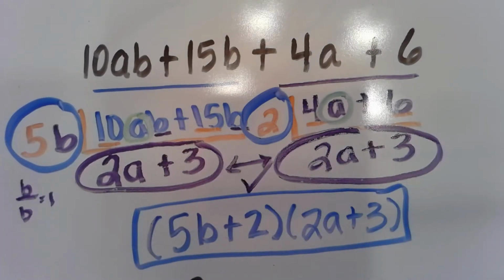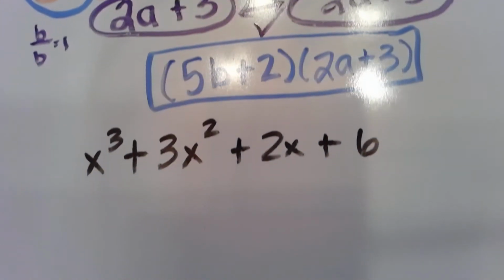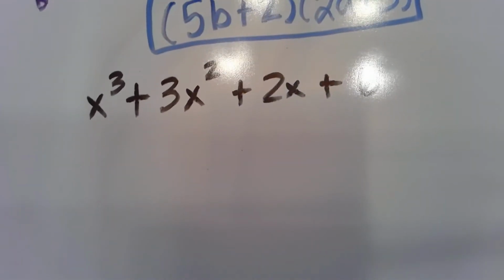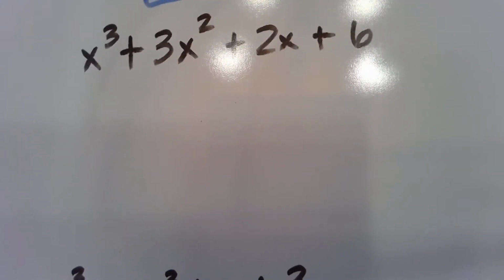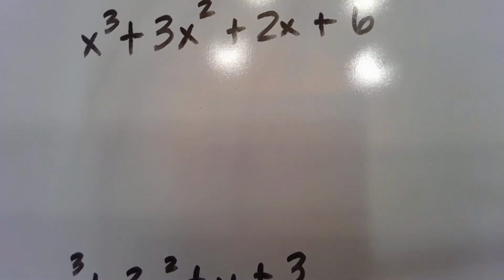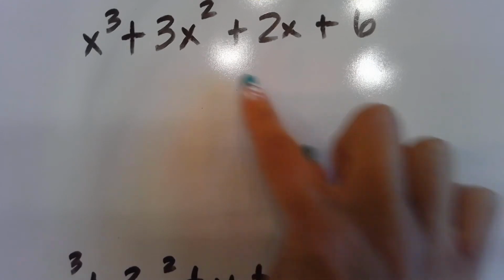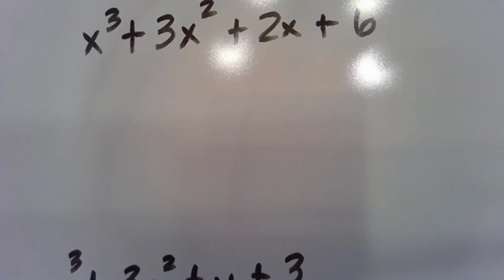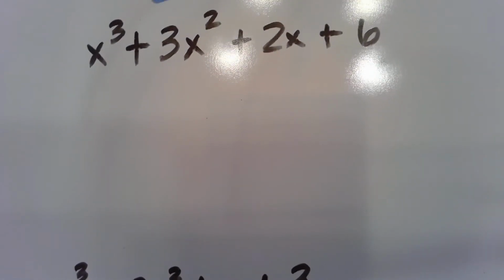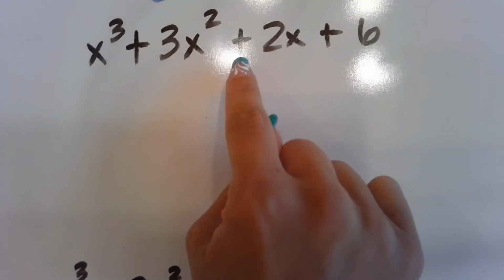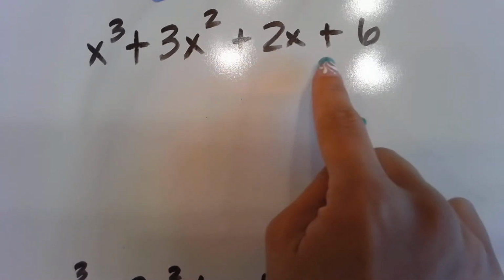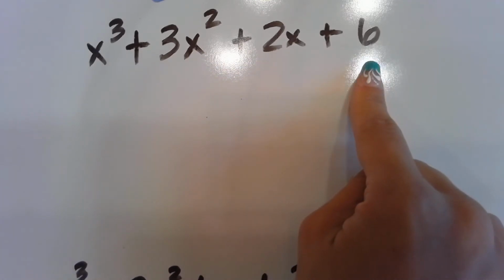Let's look at a second example. I apologize, I'm moving the camera so these light reflections aren't showing up and you can see what the question is. It is x cubed plus 3x squared plus 2x plus 6.